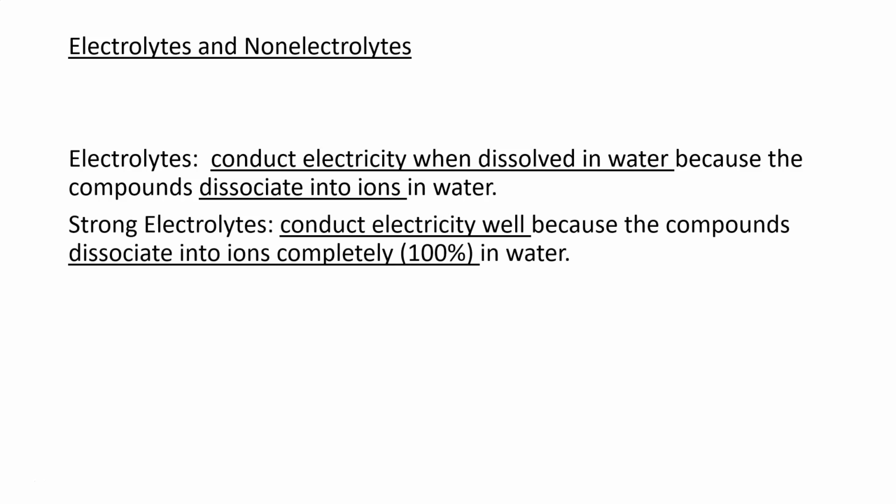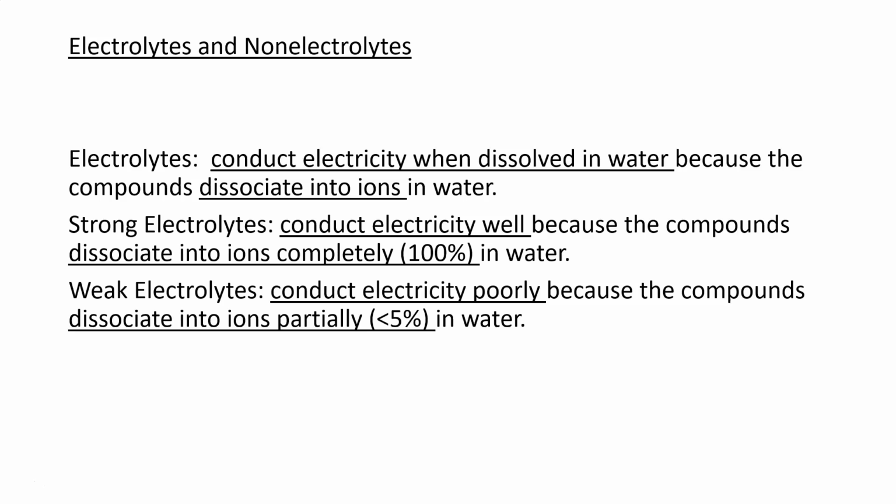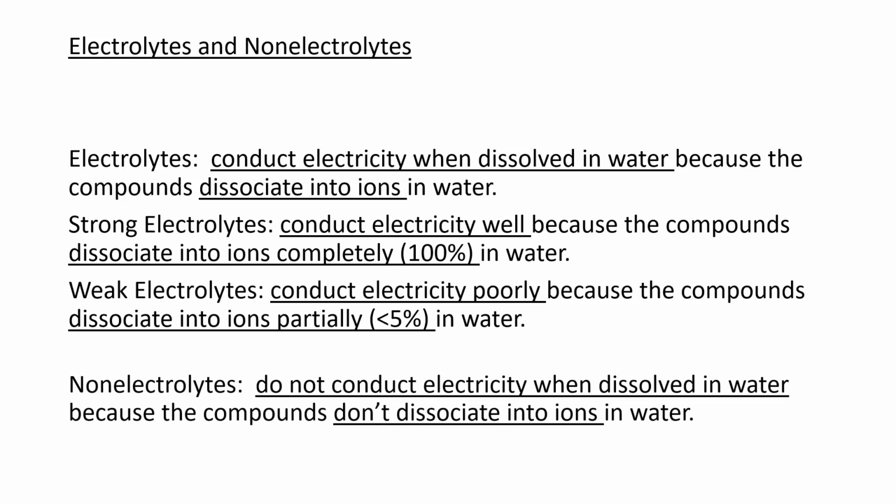Strong electrolytes do this very strongly. They conduct electricity well because the compounds dissociate into ions completely, 100%, when they are dissolved in water. And weak electrolytes are pretty poor conductors of electricity because the compounds dissociate only partially in water. Really, it's like less than 5%. Non-electrolytes don't conduct electricity at all when they're dissolved in water because they don't dissociate into ions.